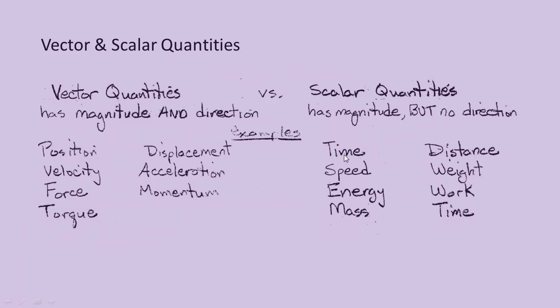Notice, it doesn't make sense to talk about a direction. If we have time, you can't have time to the right or time to the left. Energy, you can't have energy up or energy down. Same thing with mass. Is it 100 kilograms to the left or 100 kilograms to the right? It just doesn't make any sense. So these are scalar quantities.